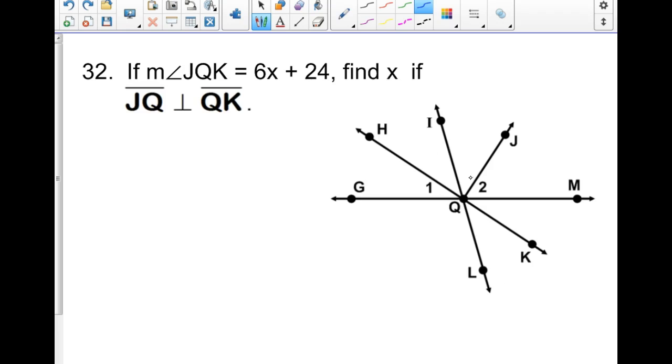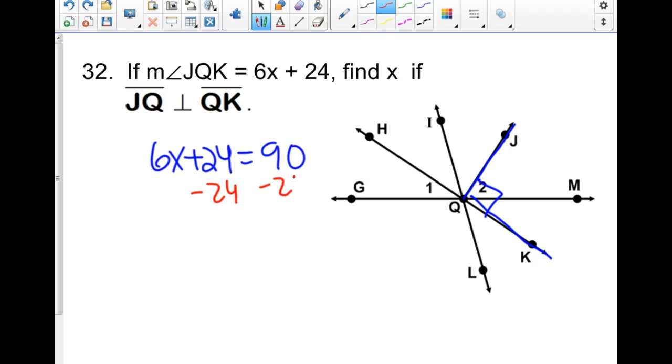In the figure, JQK is 6x plus 24. Find x if JQ, that means this ray, and these are perpendicular, which means they'd form a right angle. So that means that if angle JQK was 6x plus 24, it would have to equal 90. Subtract 24 from both sides. 6 times x would equal 66, and you divide by 6, you get x is 11.